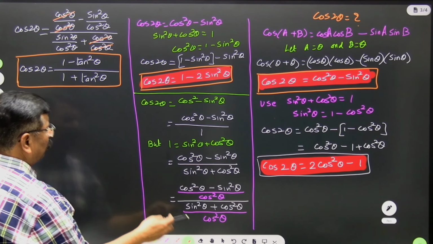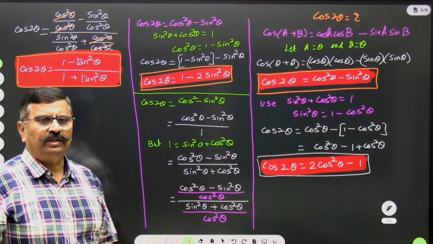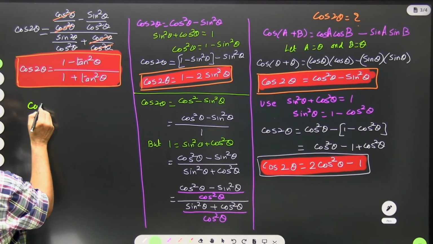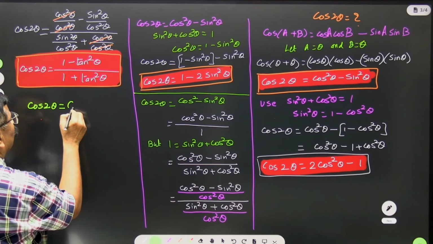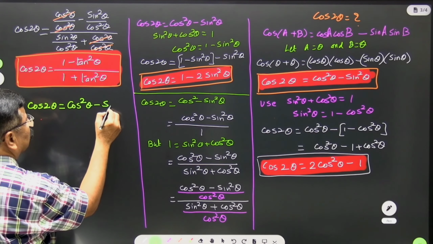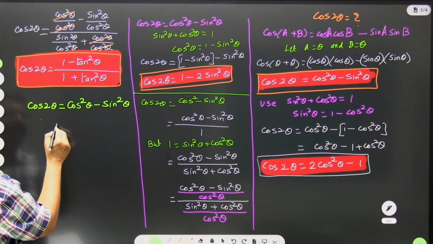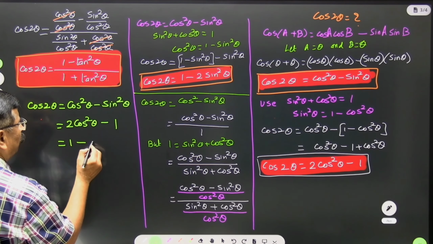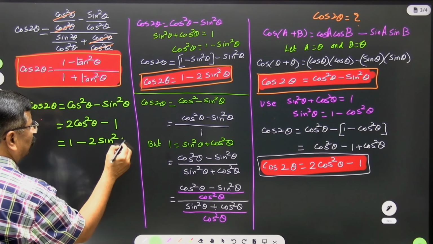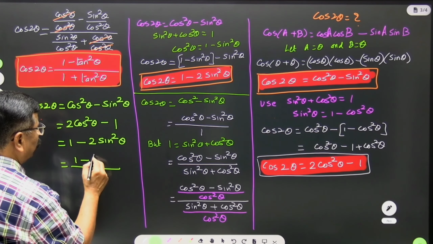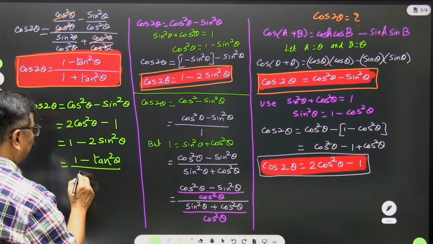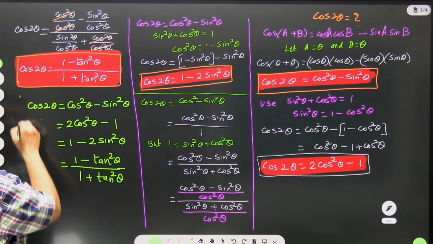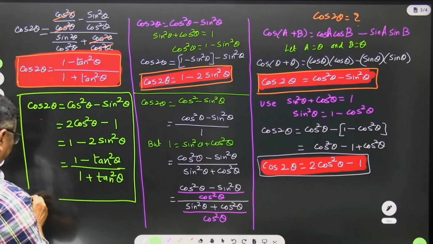So now we have seen four formulas for cos 2 theta. Let us list them out. The very first formula is cos 2 theta is equal to cos square theta minus sine square theta, then 2 cos square theta minus 1. Third formula is 1 minus 2 sine square theta, and the fourth formula is 1 minus tan square theta divided by 1 plus tan square theta. So these are the four formulas of cos 2 theta.